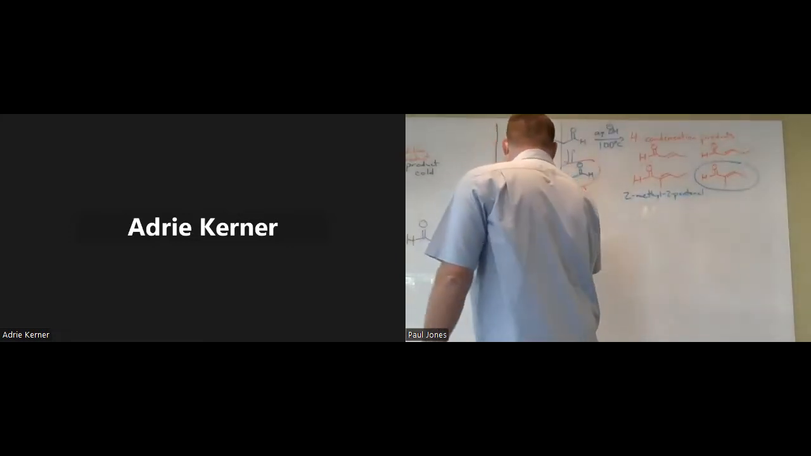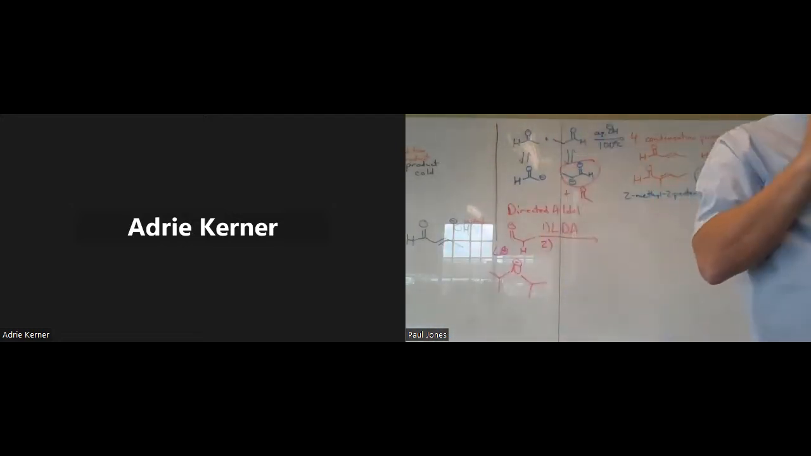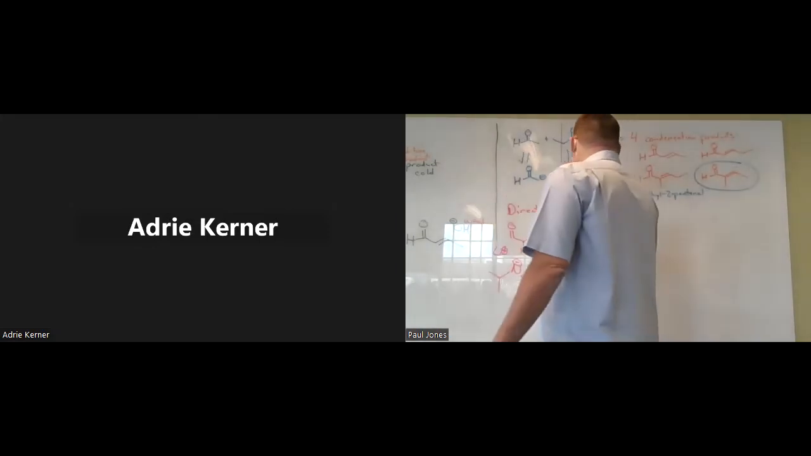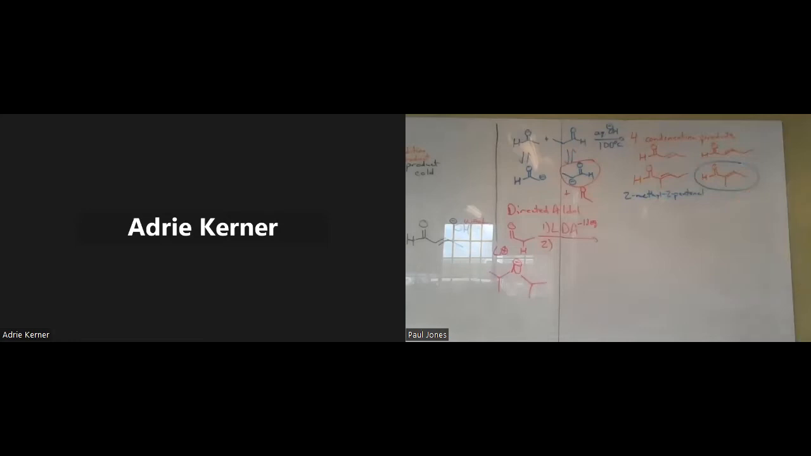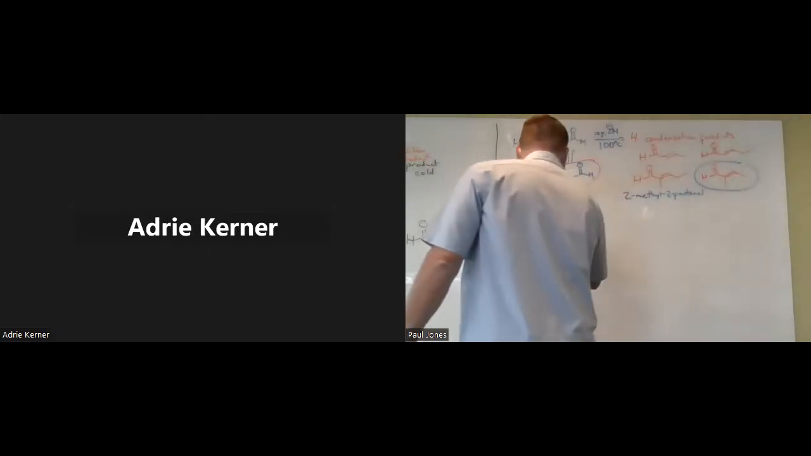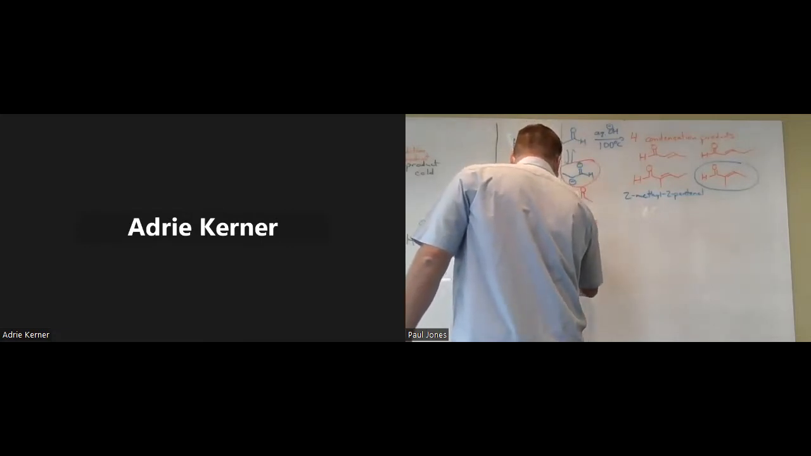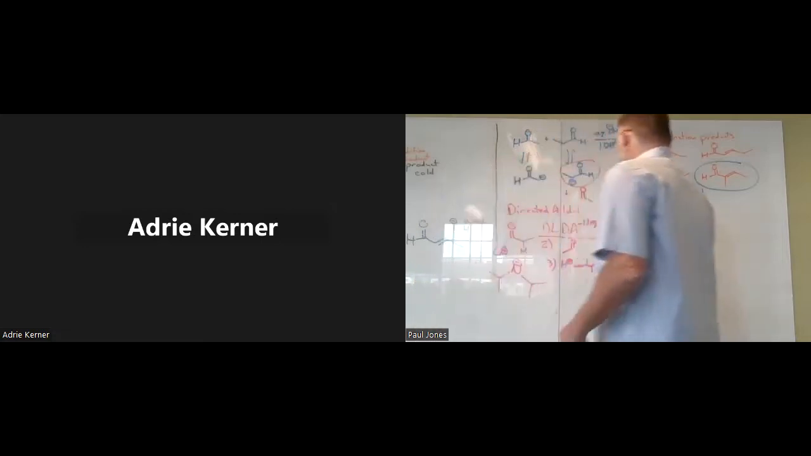Okay, so what happens here? Well, I'm going to finish drawing this. So we first treat with LDA. We treat with a full equivalent of LDA, and maybe even a slight excess, like 1.1 equivalents. Just a little bit more base than we have aldehyde. And then in the second step, we add acetaldehyde. And then in the third step, we do a workup.